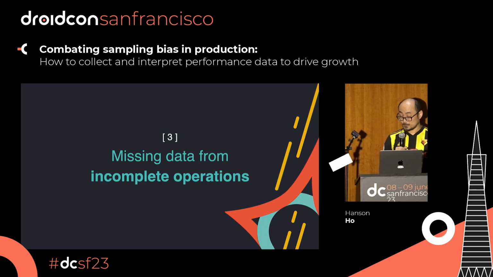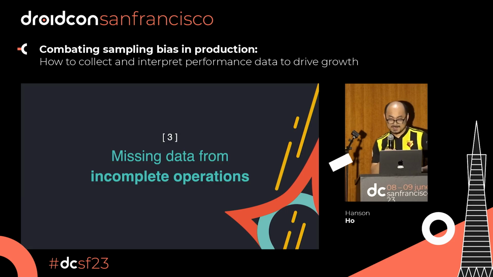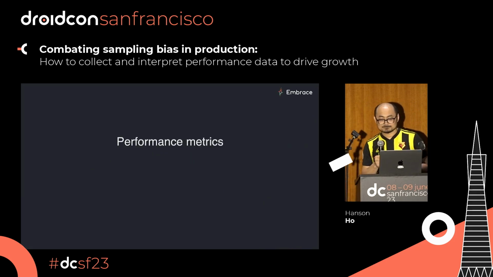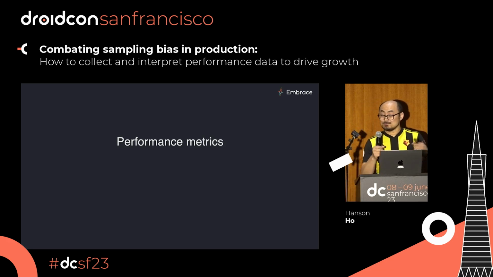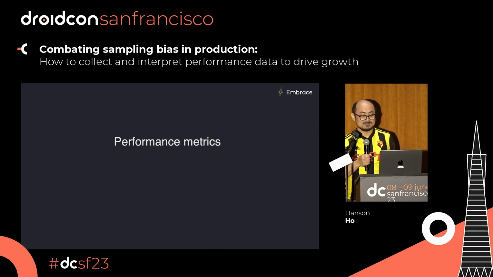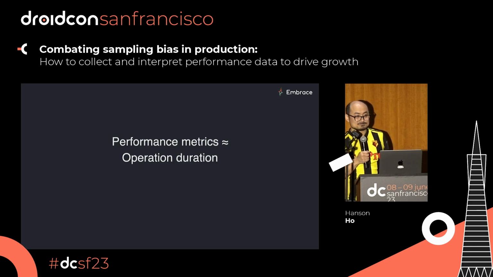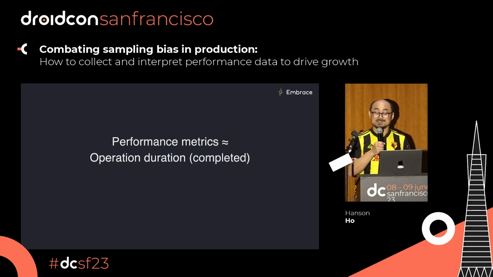Now we've come to the third bias, missing data from incomplete operations. And frankly, this is the classic sampling bias. Perf metrics, what are they? Well, there are many things, but typically, you want to track how long it takes to do something. You're measuring duration of operations. You're specifically measuring the duration of completed operations.